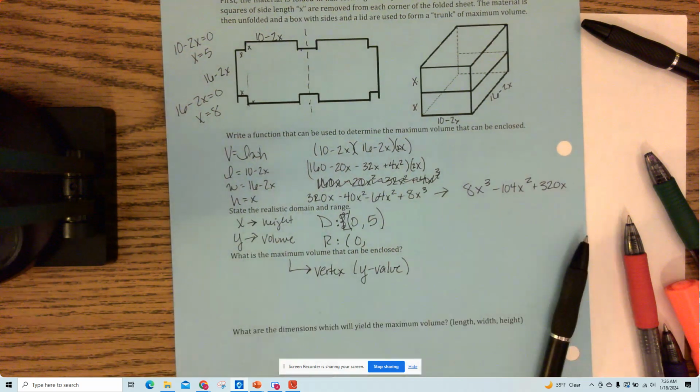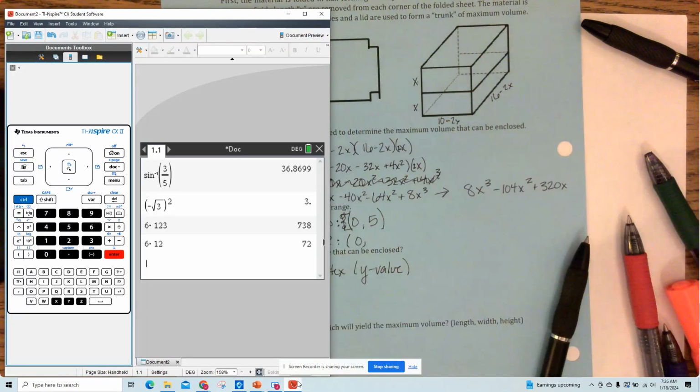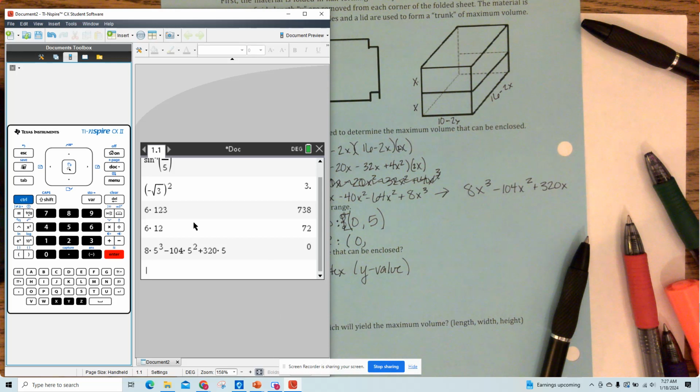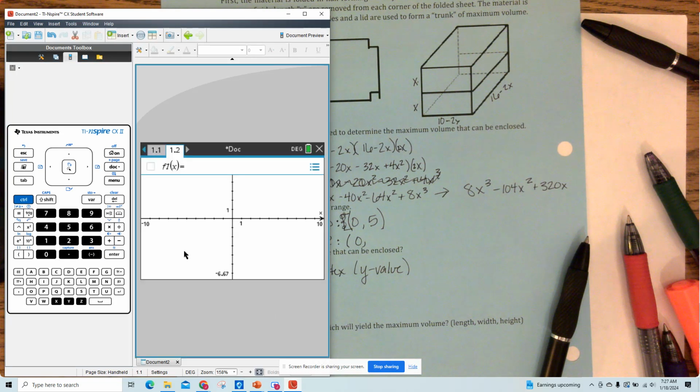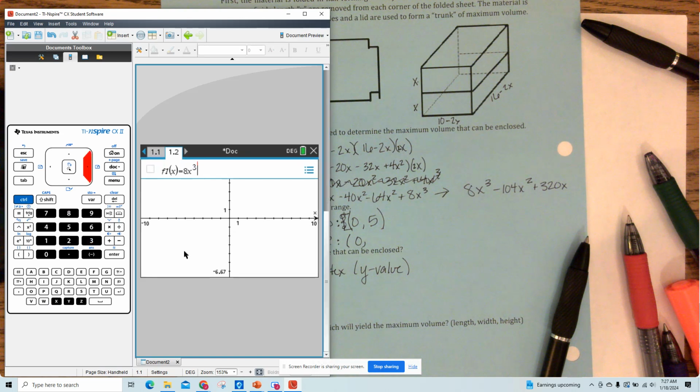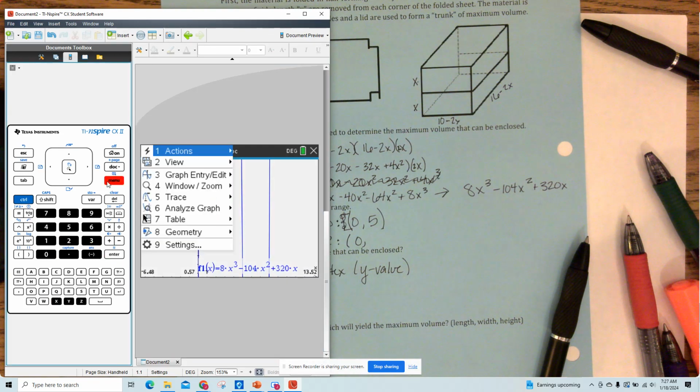Okay. So let's look at this. If we graph what we have here. The other way that you can do this, we know the max x value is 5. So we could also do it this way. Plus 320 times 5. Oh, it still gives us 0. Okay, so let's look at the graph. So 8x cubed minus 104x squared plus 320x. Graph this thing, zoom out.